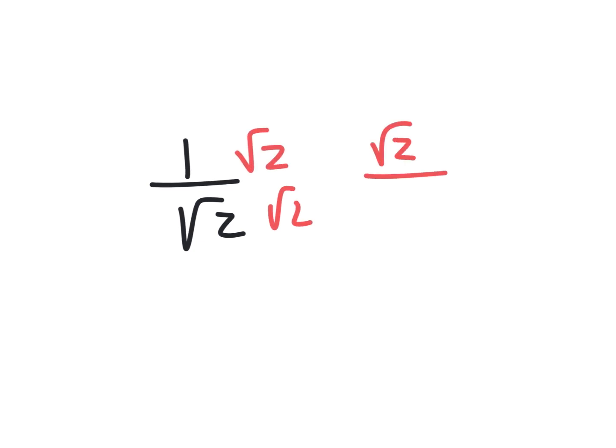If you have 1 over root 2, would you please rationalize that? Because the answers look so different. There's another right answer for this. It's root 2 over square root of 4, which is 2. Who had root 2 over 2? Okay, cool. Now, why does that matter?